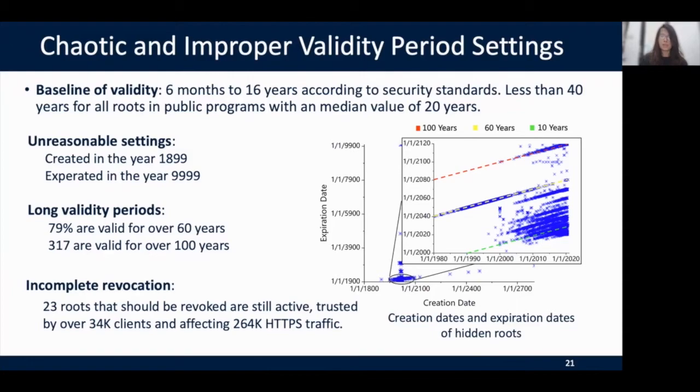We also manually collected a list of 116 roots that have been revoked by public programs, and found 23 of them were still active in our dataset, trusted by over 34,000 clients and influencing over 200,000 HTTPS connections.